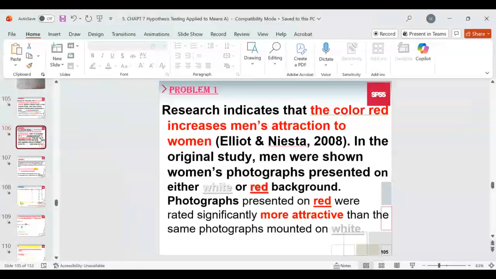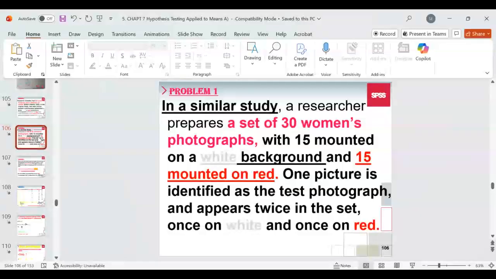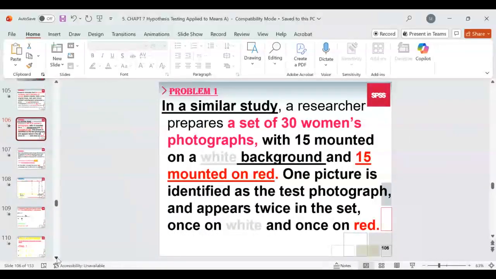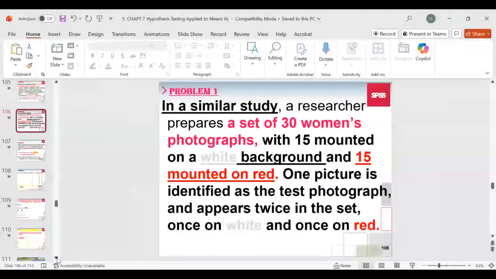So we wanted to test this hypothesis and find out for ourselves if it's true. In a similar study, a researcher prepared a set of 30 women's photographs with 15 mounted on a white background and 15 mounted on red. One picture is identified as a test photograph and appears twice in its set, once on white, once on red.